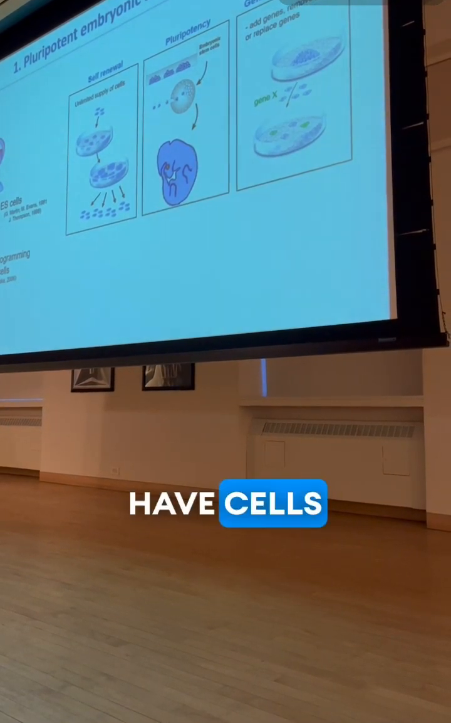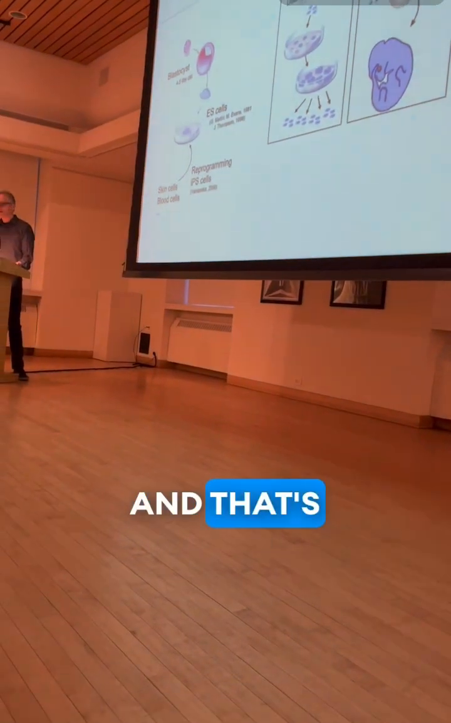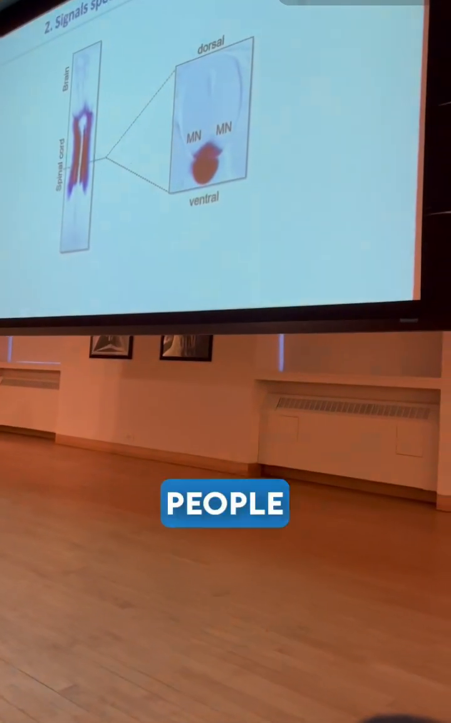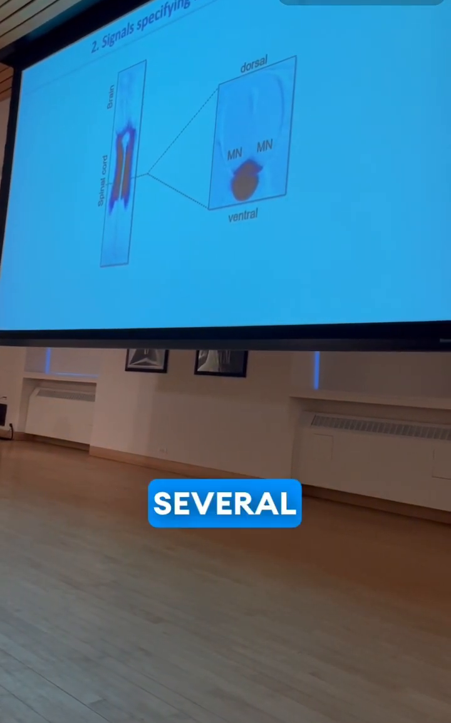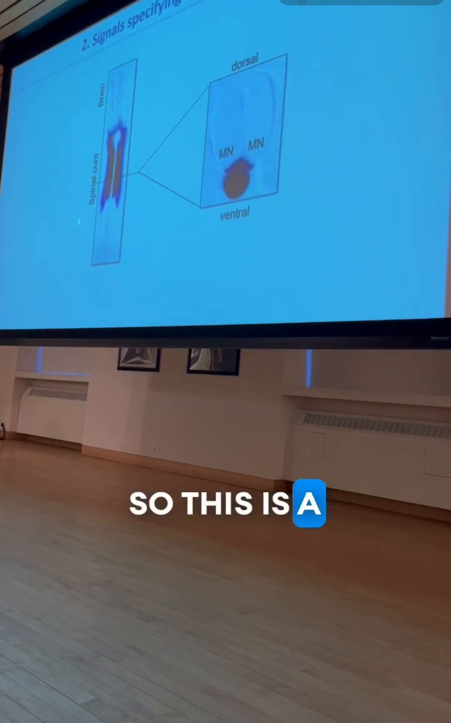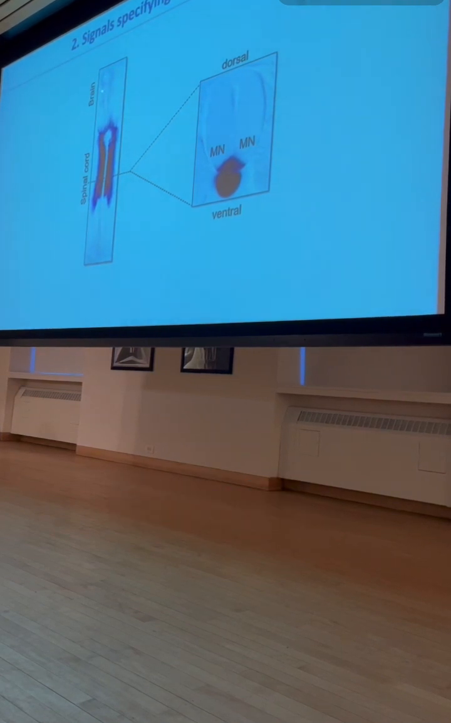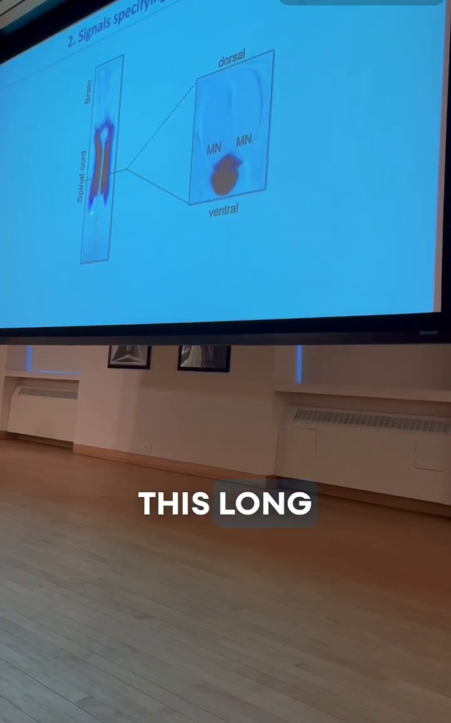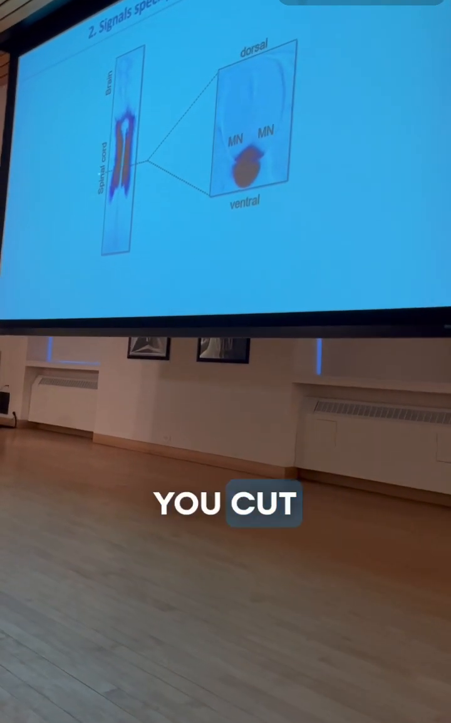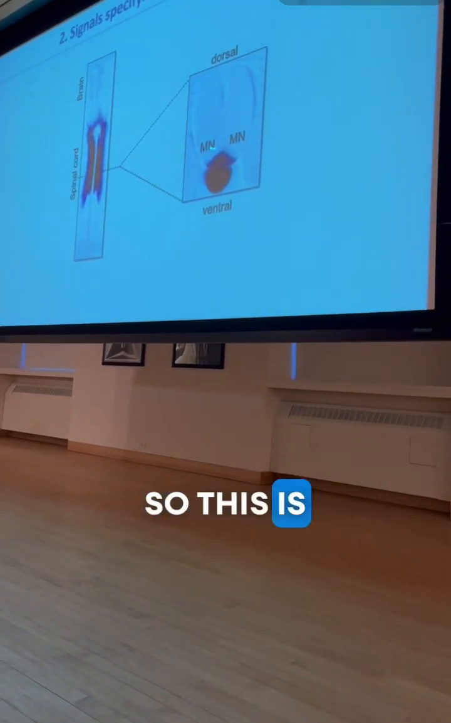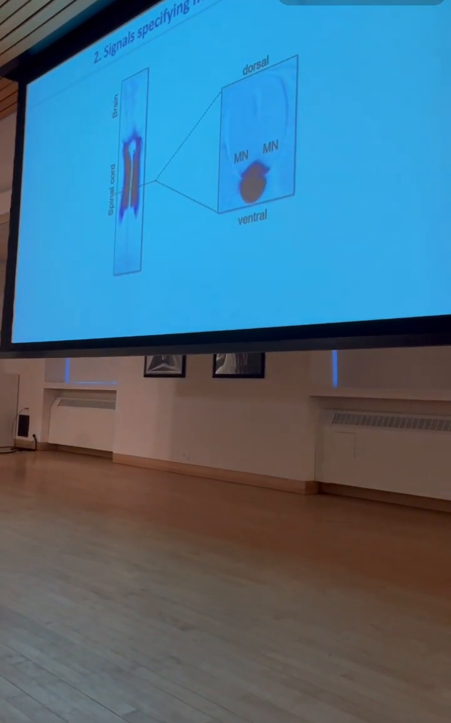So now we have cells from which we could produce motor neurons, but do we know how to make motor neurons? And that's the second problem that developmental biologists solved over several decades. So this is a top view of a developing chick embryo. This would be the brain inside the head, and then here you see this long tube, that's the developing spinal cord. And if you cut cross sections through the spinal cord, so this is relatively early, it looks like a tube that has an opening inside.